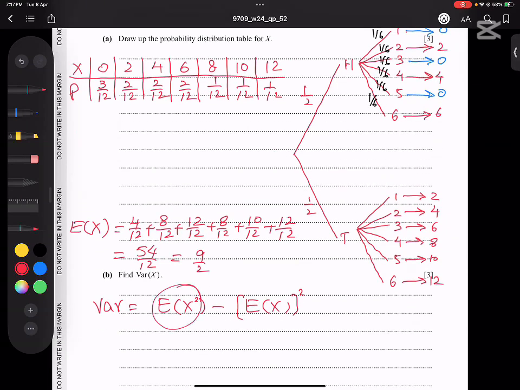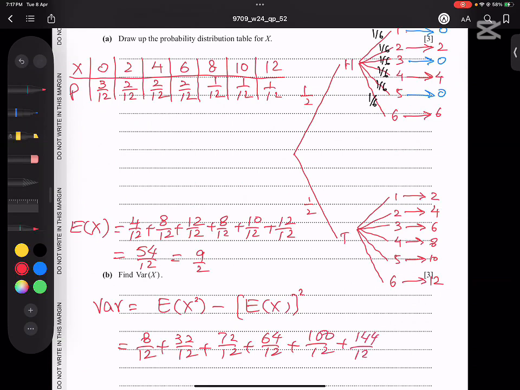Now, how to find E of x square, students? E of x is very obvious, multiply, that simple. X square means square of 0 and multiply, square of 2 multiply, square of 4 multiply. I'm doing the same job. First, no need to multiply. 2 square 4, 4 2s are 8, so 8 by 12. 4 squared is 16, 16 times 2 is 32, so 32 by 12. 6 squared is 36, into 2, 72, so 72 by 12. 8 square 64, so 64 by 12. 10 square 100, so 100 by 12. And 144 by 12.